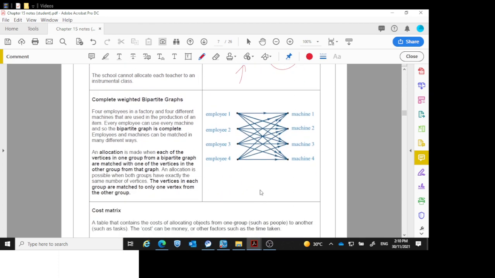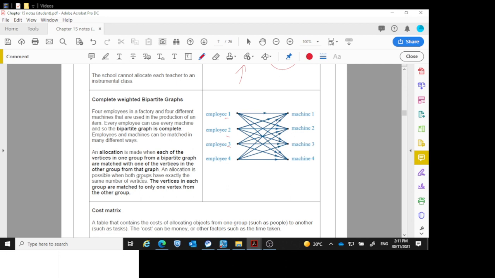Then we've got this complete weighted bipartite graph, which means, as you can see, that employee number 1 can go to machine 1, 2, 3, 4, same with employee number 2, 3, and 4. This is what we call a complete bipartite graph. We need to make an allocation to fit.